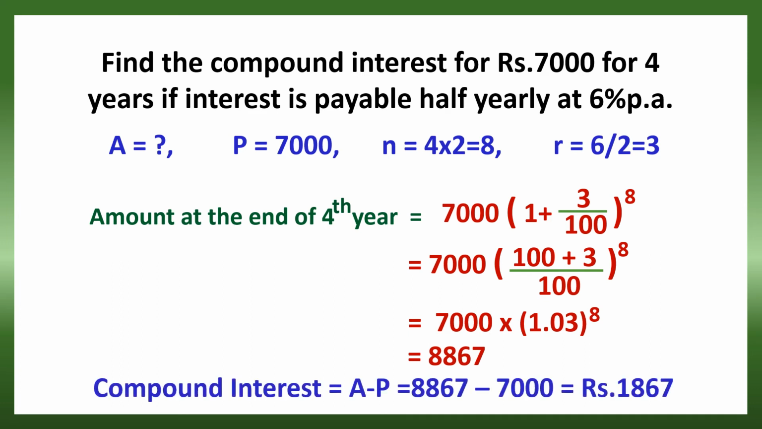8,867. That means the compound interest is 1,867 rupees. This 8,867 is the amount at the end of the fourth year. So, in order to find the compound interest, we have to apply the formula amount minus principal. Amount 8,867 minus principal 7,000 gives the compound interest of rupees 1,867.